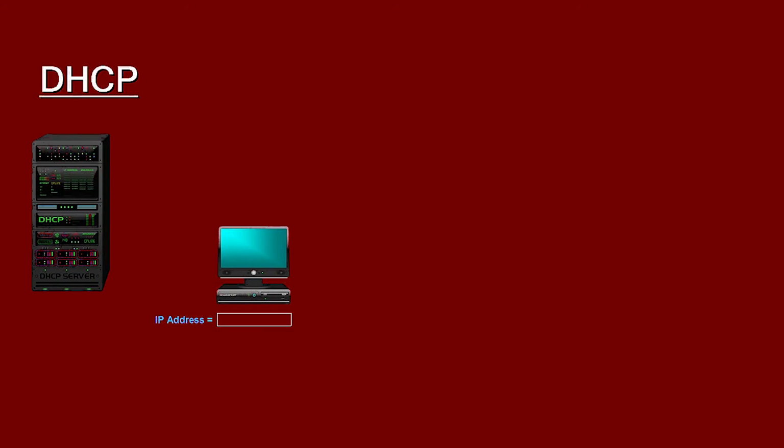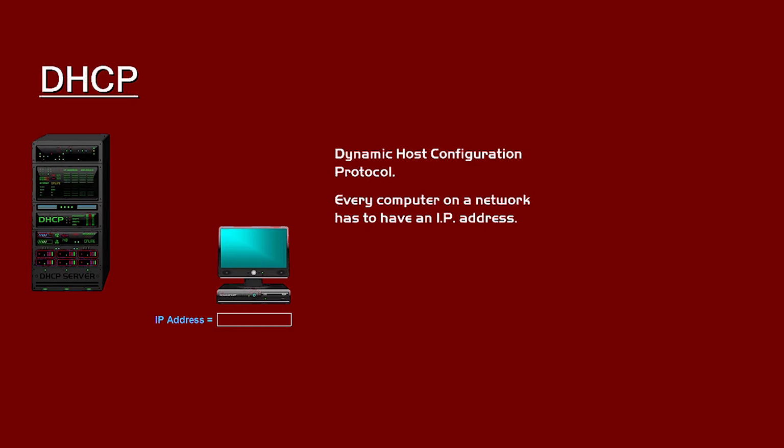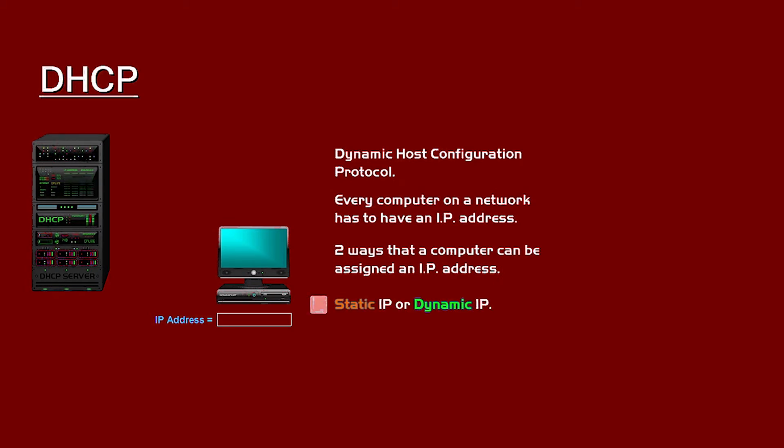Hello everyone. In this video we're going to talk about DHCP, or Dynamic Host Configuration Protocol. Now every computer or device on a network has to have an IP address for communication purposes. An IP address is an identifier for a computer or device on a network. And there are two ways that a computer can be assigned an IP address. It could be done by using a static IP or a dynamic IP.